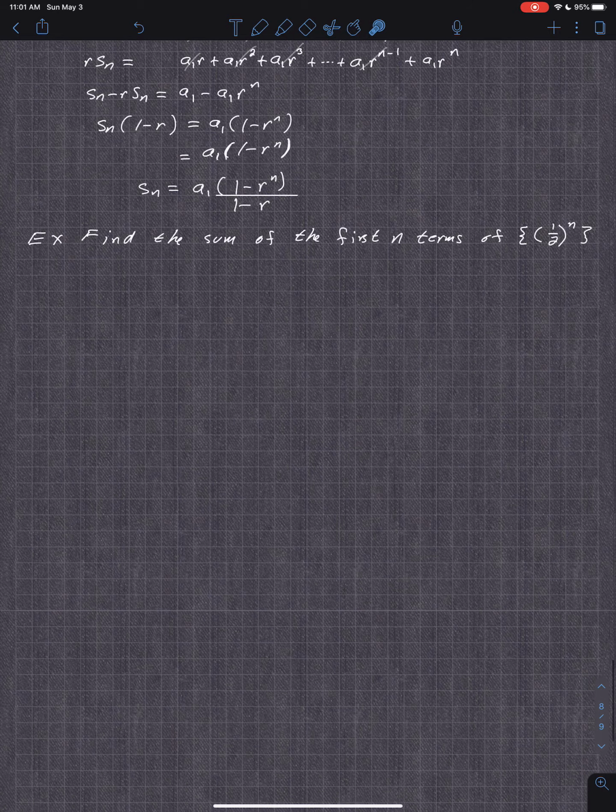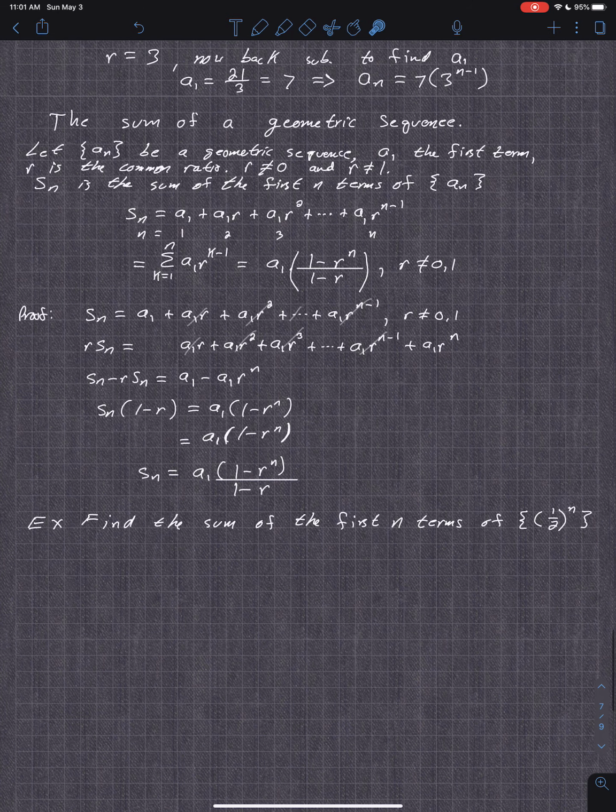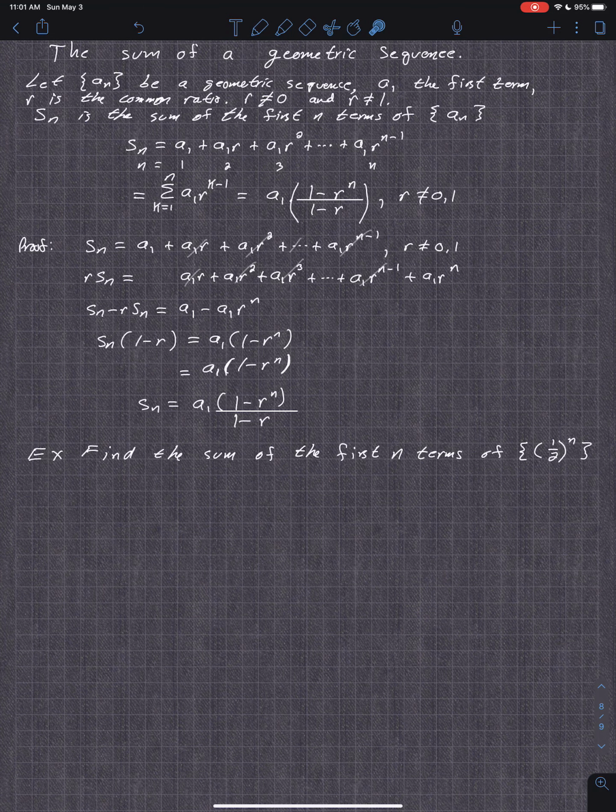So let's look at this. Let A sub n be a geometric sequence, A1 the first term, R the common ratio, R non-zero and not 1. We're going to use the notation just like arithmetic. S sub n is the sum of the first n terms of A sub n. So this is what it would look like.